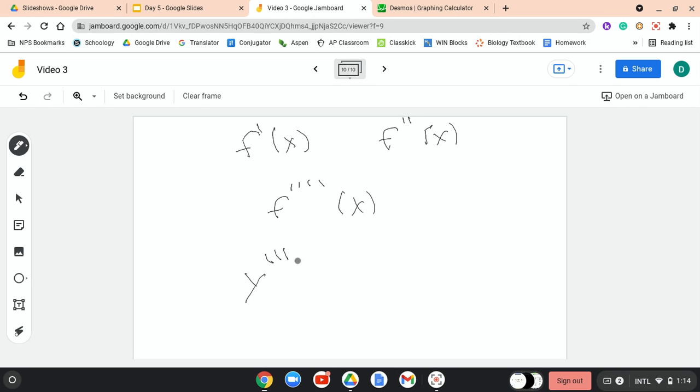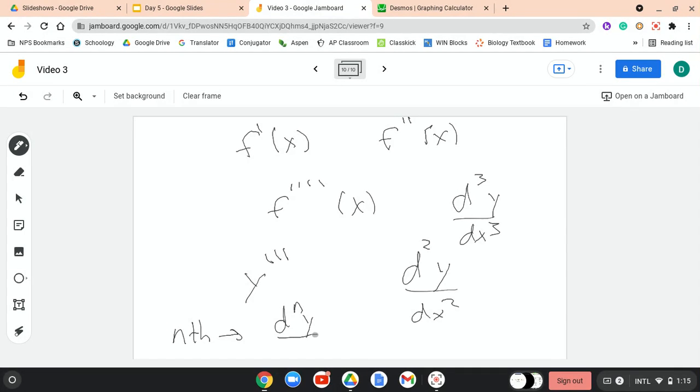Additionally, we sometimes express higher order derivatives as, for example, the second derivative would be expressed as d squared y over dx squared. The third derivative would be d cubed y over dx cubed. And the pattern continues. The nth derivative would just be d to the n y divided by dx to the n. That's the nth derivative. You see how this is the second derivative, this is the third derivative. So if we're taking the fourth derivative, it would be d to the fourth y divided by dx to the fourth.